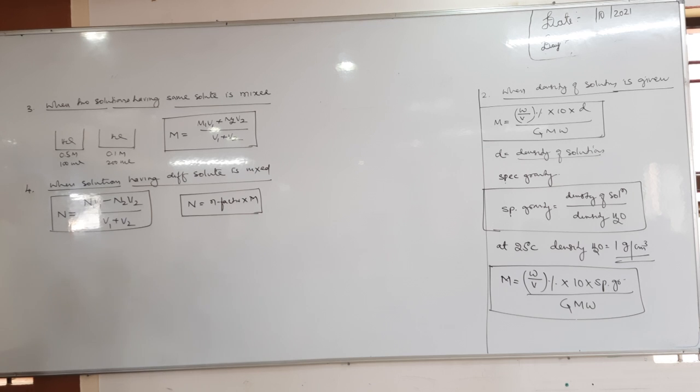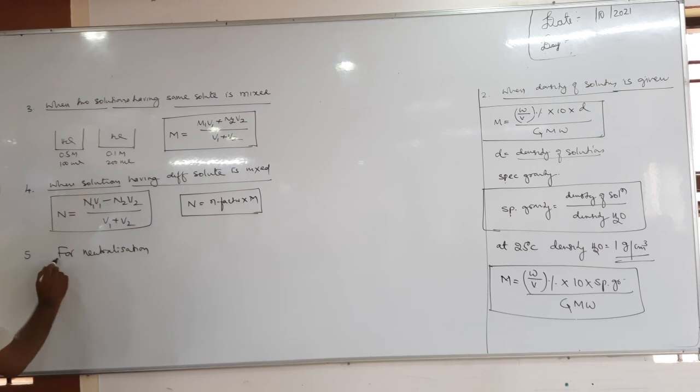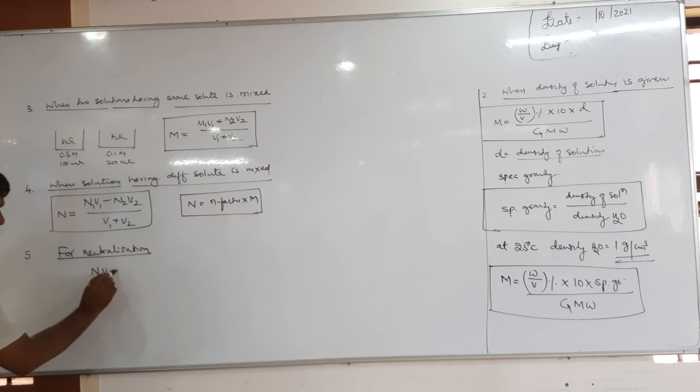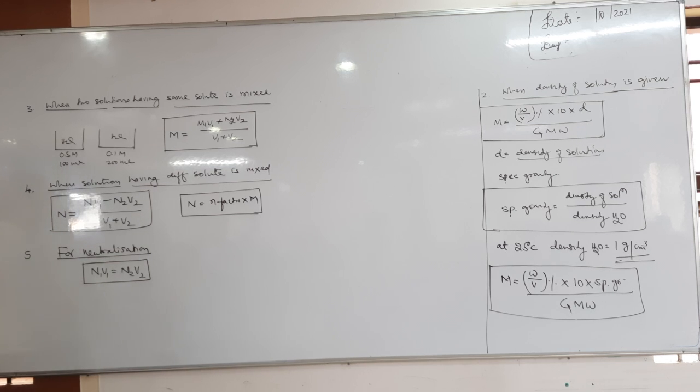Okay, next, the fifth one. If an acid reacts with a base, or a base reacts with an acid, that is called what? Neutralization, right. For neutralization, what formula can be used? For the neutralization reaction, usually we use normality: N1V1 equals N2V2. This is the best method to calculate in a neutralization reaction.